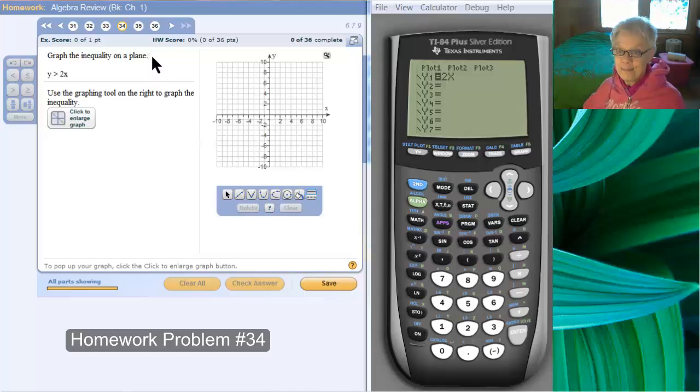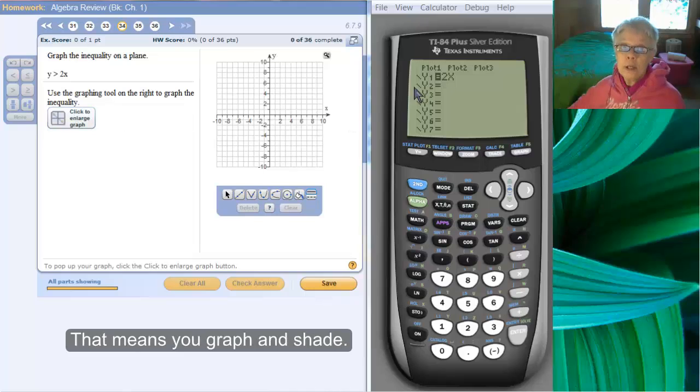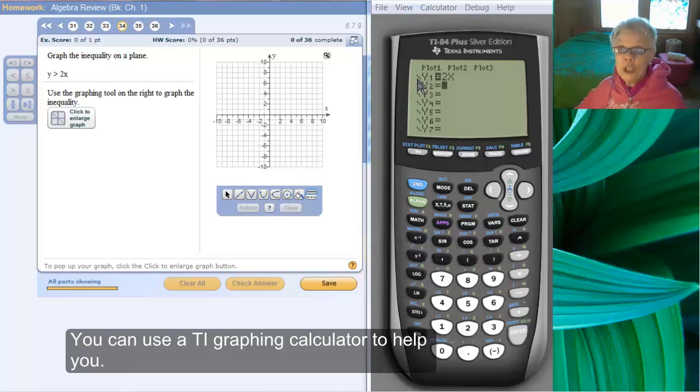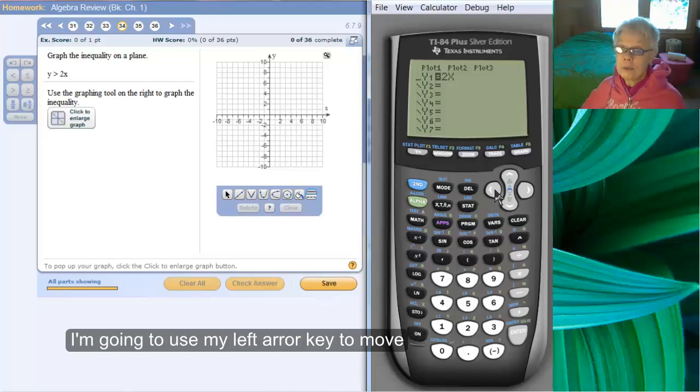Hi there. This is homework problem number 34. We're going to graph what's called a linear inequality in two variables, x and y. That means you're going to graph and shade. You can use a TI graphing calculator to help you. Watch carefully what I do.